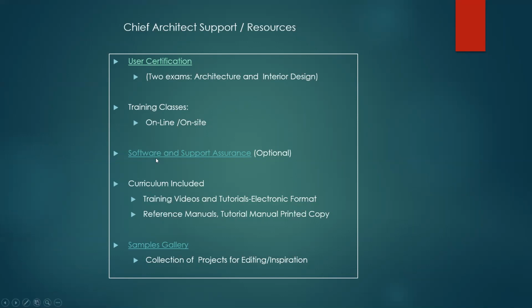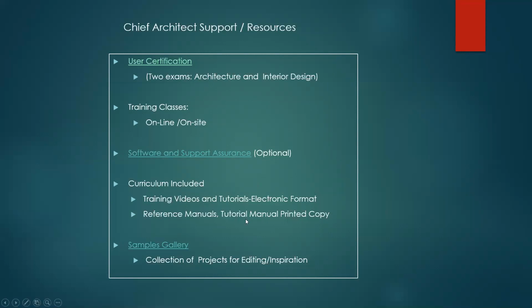We have also the software and support assurance, which is optional. This is if you want to keep upgrading every year. We have a program that you can do this at a very reasonable price. So this is optional. You can go several years without renewing. You may want to keep the same program. If your curriculum has been adapted to a certain version, then you may want to keep it for a few years. So the software and support assurance is described on our website as well.